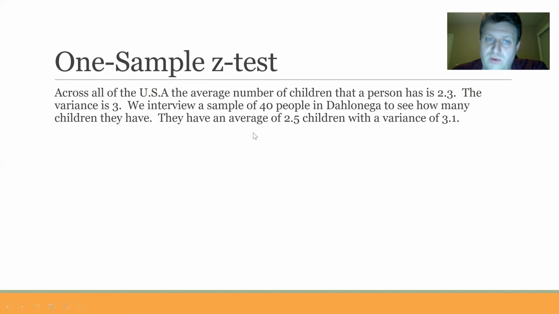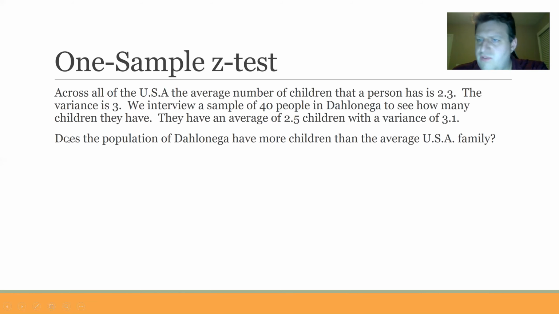So now we're going to do our one sample z-test to see if there is a difference. A difference? No, not a difference. Does the population of Dahlonega have more children than the average USA family? All right, more, what does that tell us? We've got a directional hypothesis. We need to do a one-tail test.